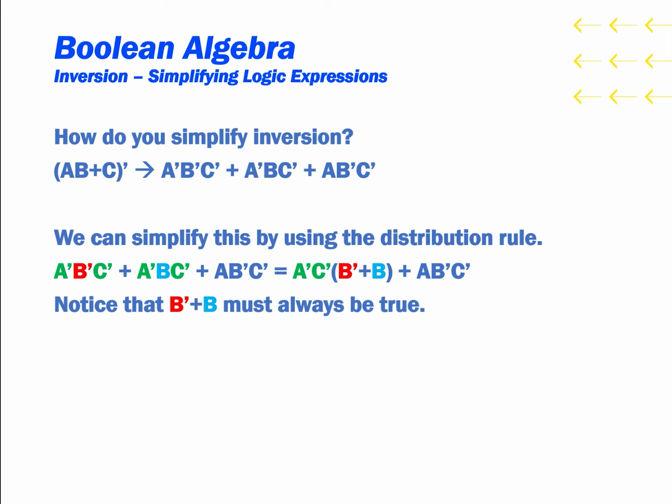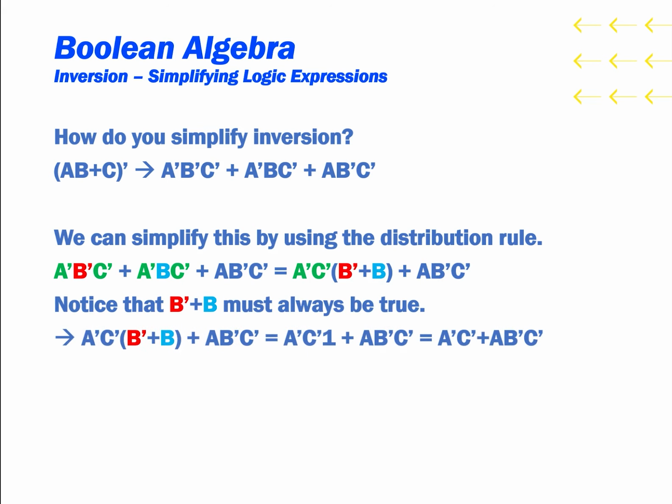Also remember that B0 or B will always evaluate to be true, and therefore our expression A0, C0, and B0 or B can be simplified to A0 and C0 and 1. Also remember that if one of the inputs to an AND gate is 1, then the output will only depend on the other variable, and therefore this can also be simplified to A0 and C0.